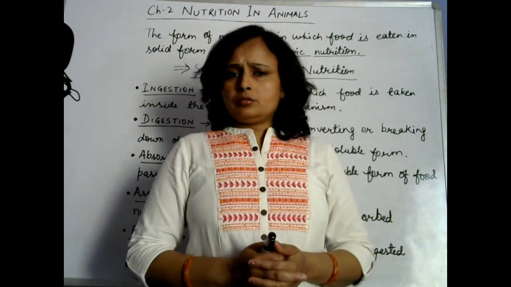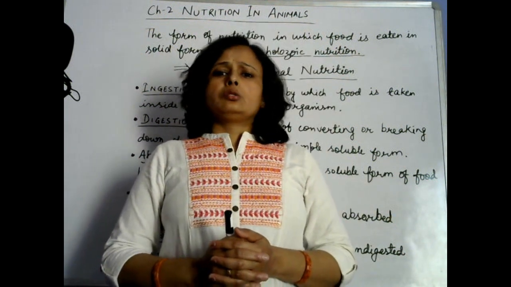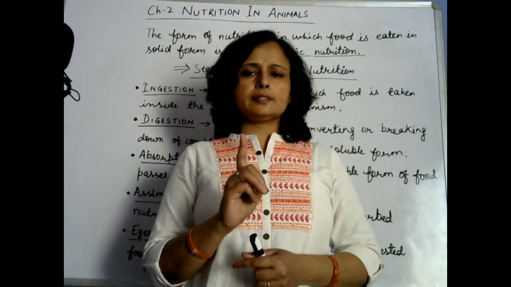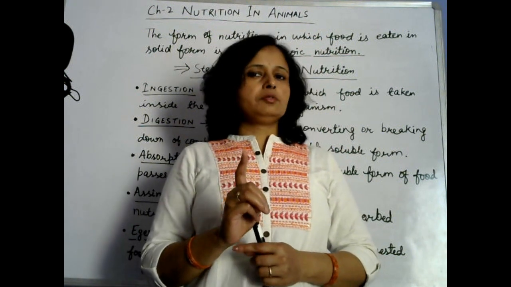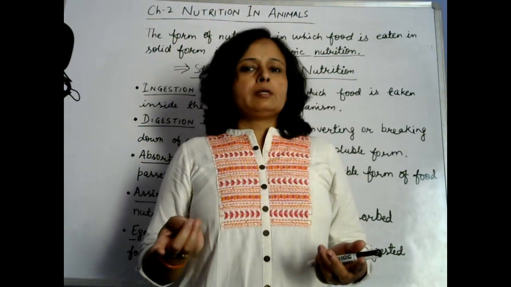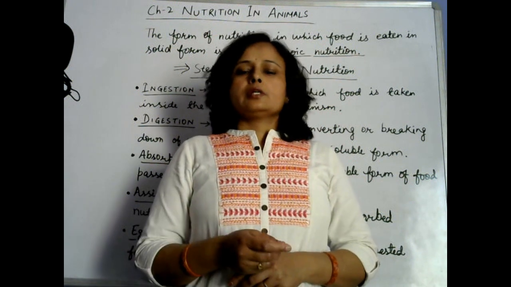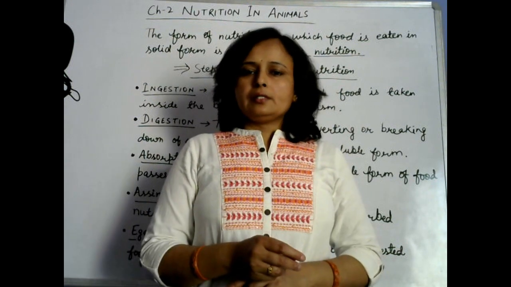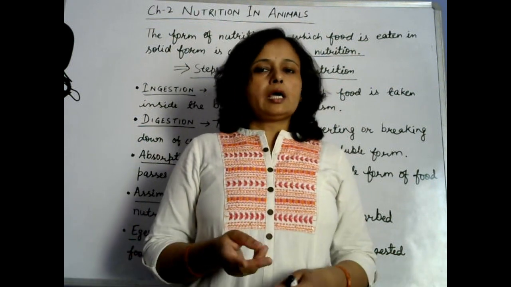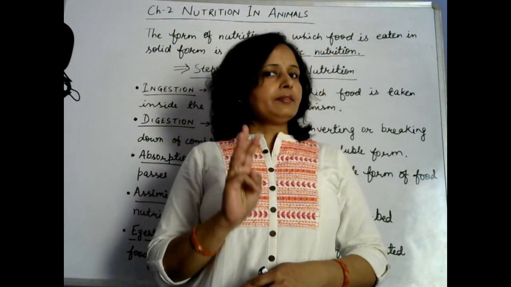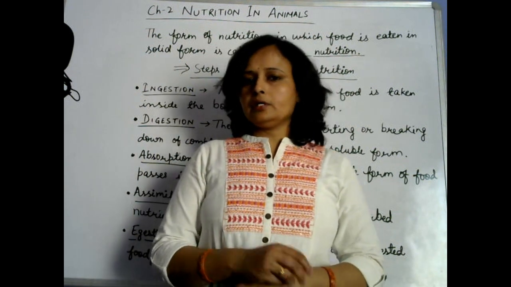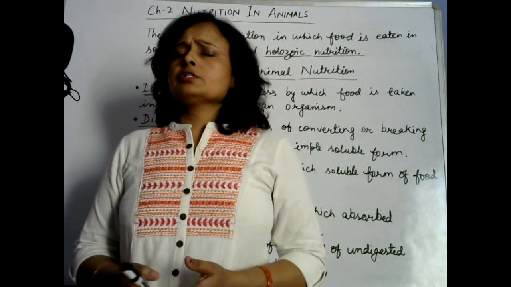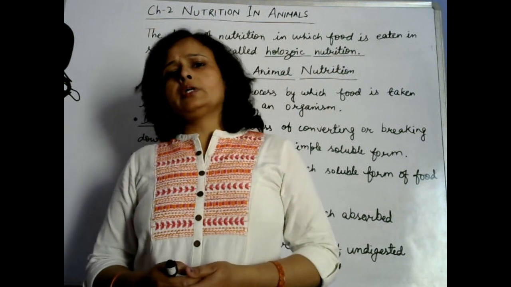If we discuss the food habits of animals, then they are categorized into three types. First is herbivores. Herbivores means plant or plant product eater organisms. Second type is carnivores. Carnivores means animals which take animals as their food. And third type is omnivores. Omnivores means the organisms which take both plant and animal products as their food.